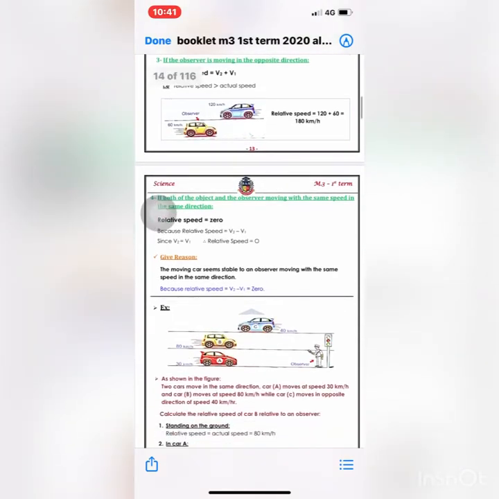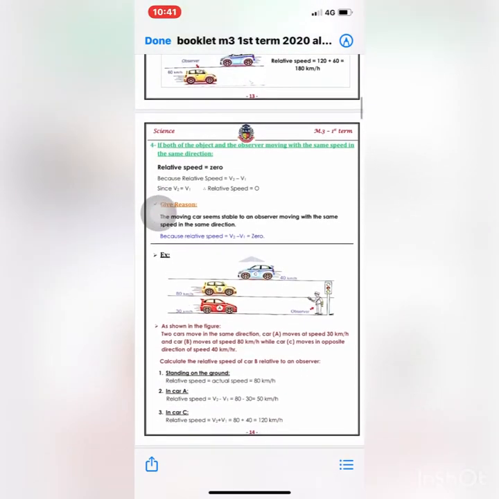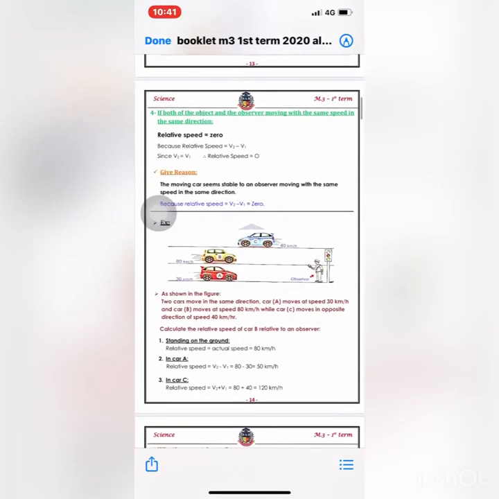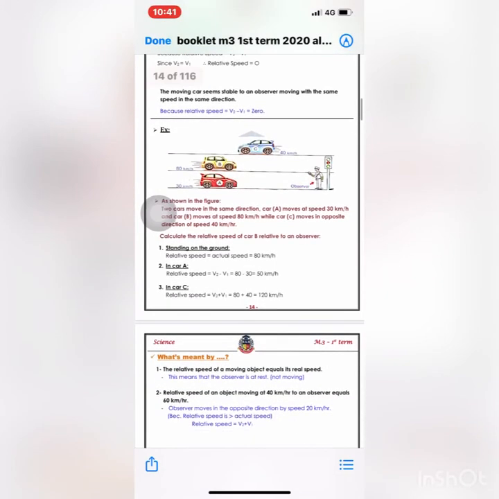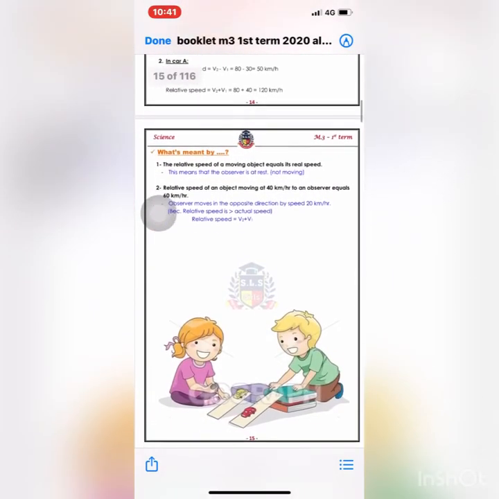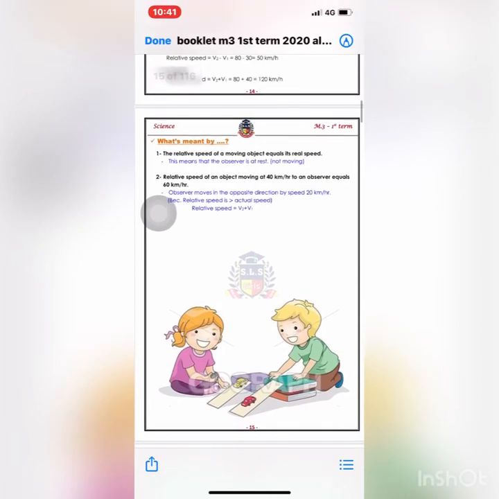Give reason: the moving car seems stable to an observer moving with the same speed in the same direction. Why? Because we knew that when it's in the same direction, the relative speed equals V2 minus V1, and V2 equals V1, so V2 minus V1 equals 0. And what's meant by the relative speed of a moving object equal to its real speed? This means that the observer is not moving. The observer is standing, at rest.